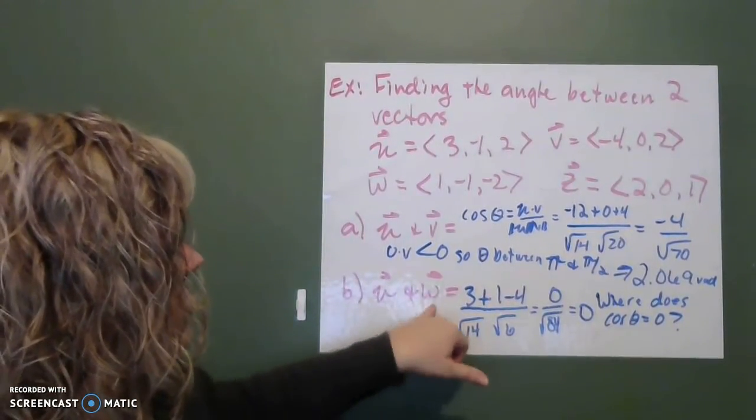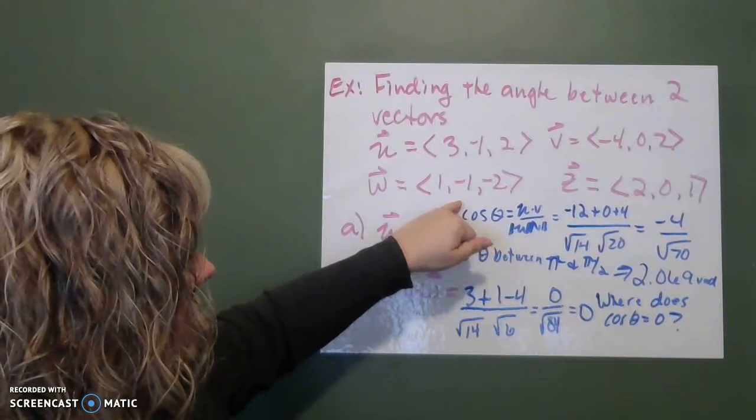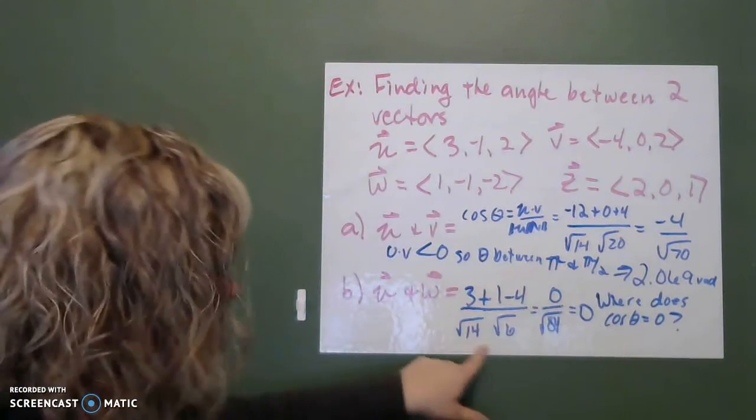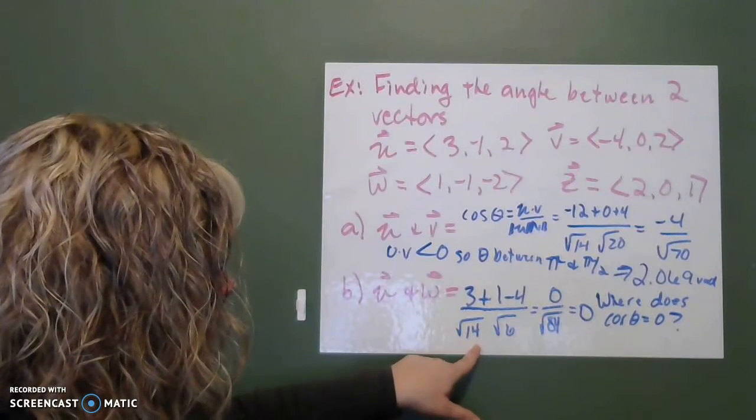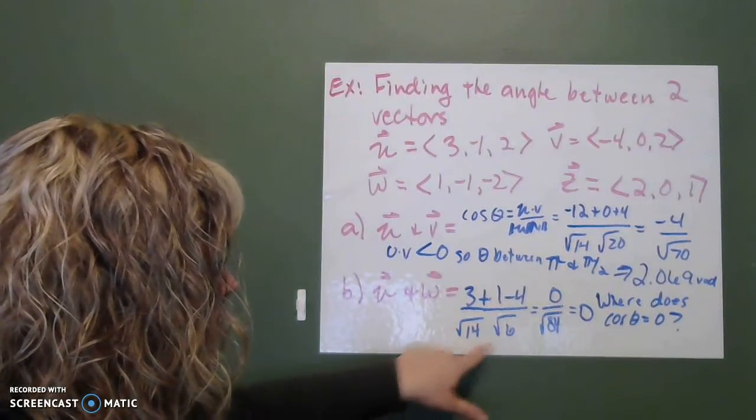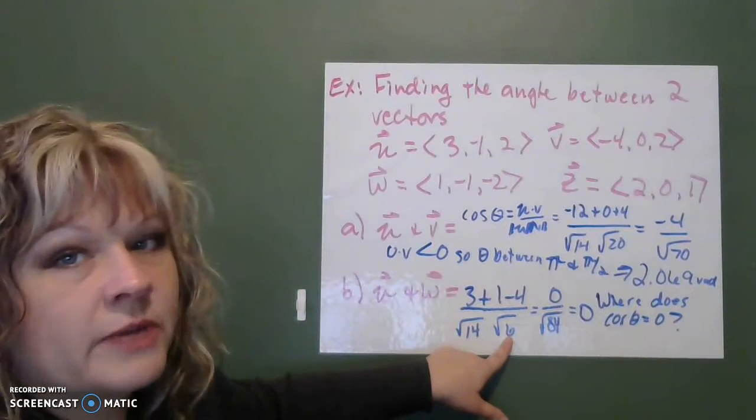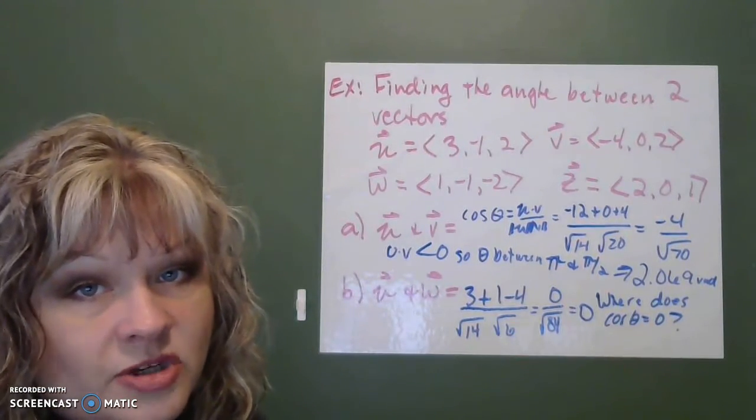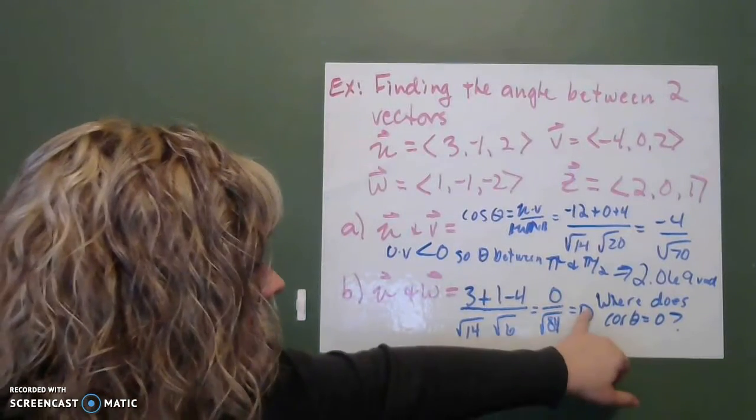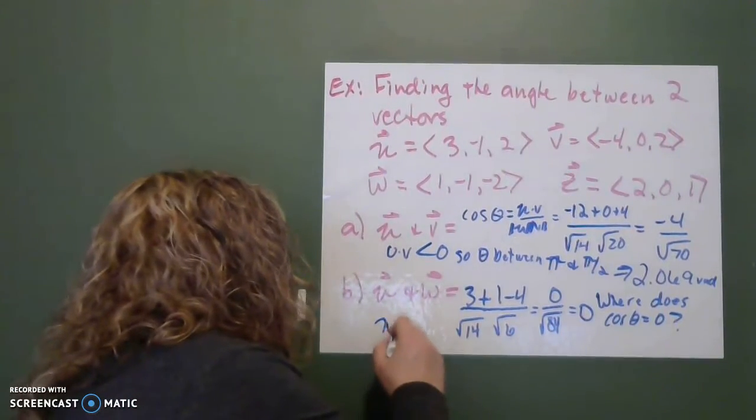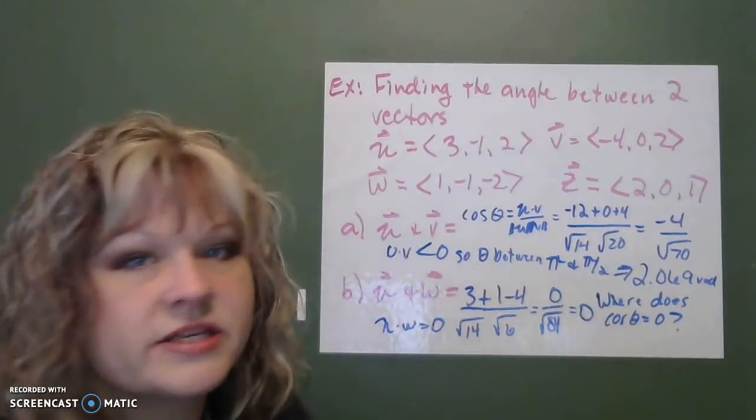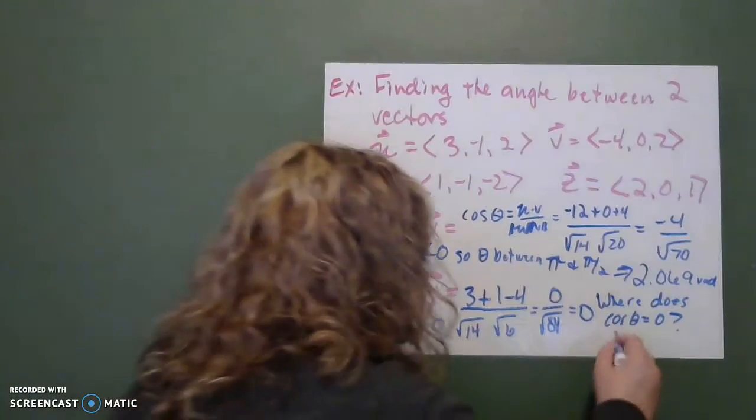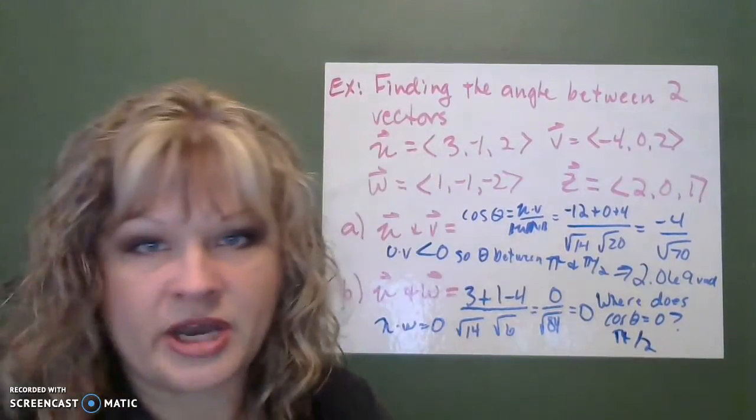All right, now let's take a look at the next one, u and w, excuse me, right here. So again, the dot product of those two vectors. Oh, look at that, it ends up being 0. I love 0. It's nice. Distance formula again, in other words, the magnitude of u is radical 14. The magnitude of w is radical 6. That gives us something on the bottom that is totally irrelevant since the numerator is 0. So if the product of those two vectors is 0, where does the cosine of theta equal 0? Well, it equals 0 at pi over 2. So theta is pi over 2.